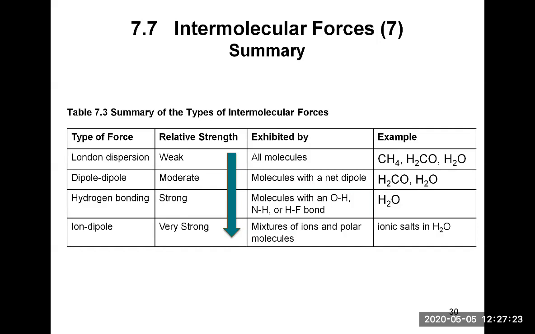And then the fourth type here, ion-dipole interactions, only happens if you have a mixture of ions and polar molecules. It is a very strong force of attraction. And so this is typical of what happens when you have ionic salt dissolved in water.